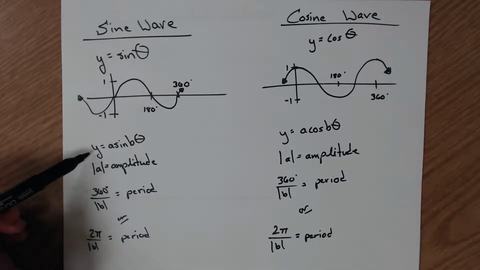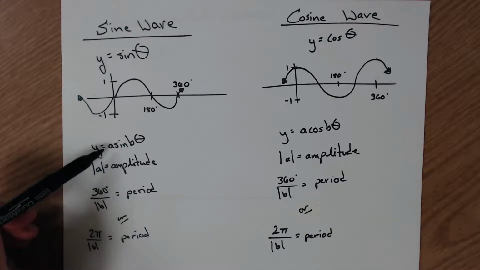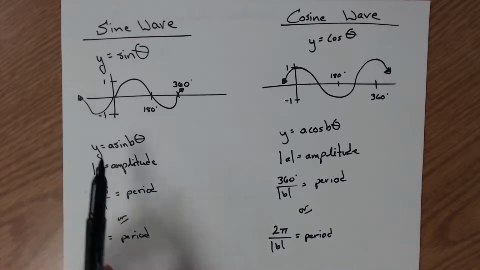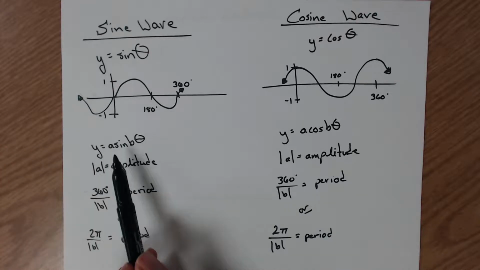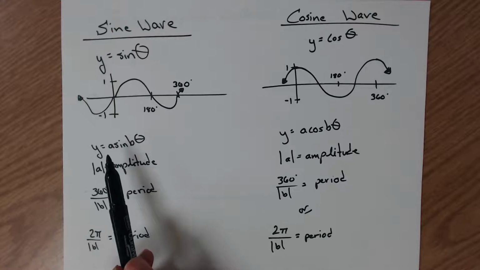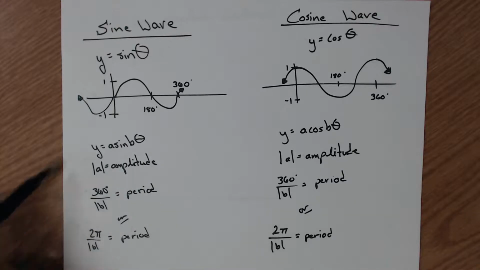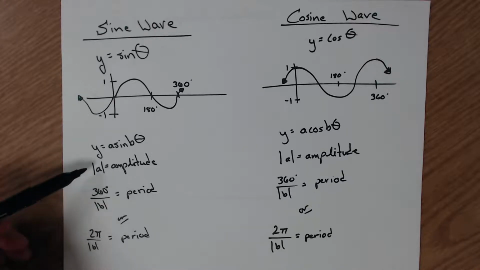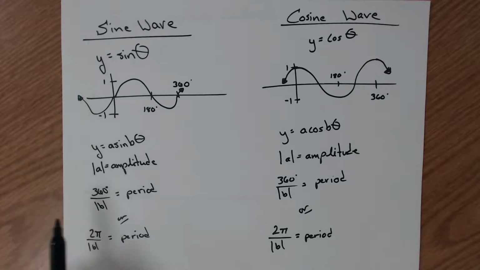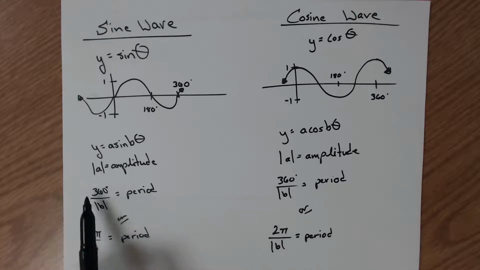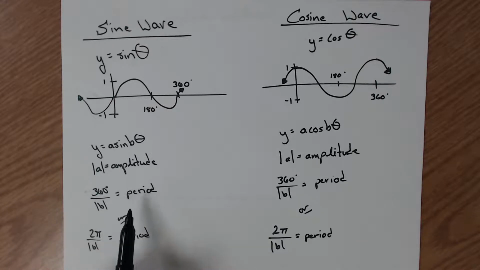Looking down at the next one, this has a couple more variables involved. We have A and we have B. The A represents our amplitude, and B gets factored in there a little bit to make our period. So amplitude is just the absolute value of whatever A is. The period length is based on 360 degrees divided by the absolute value of B. And we get into how all of that plays into what the graph looks like in the future.